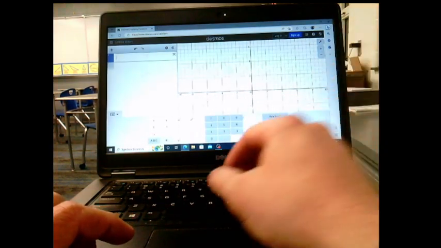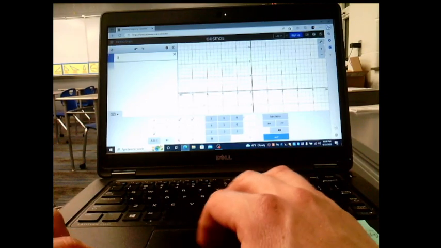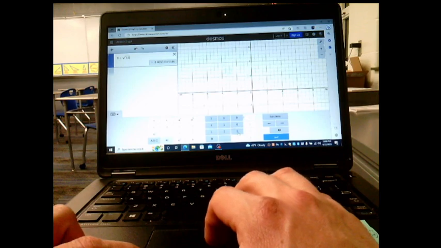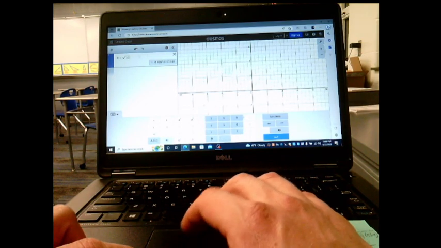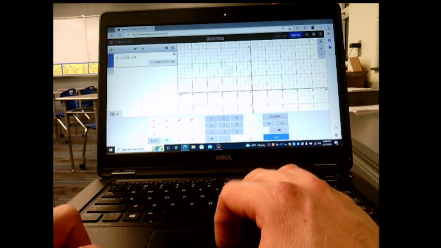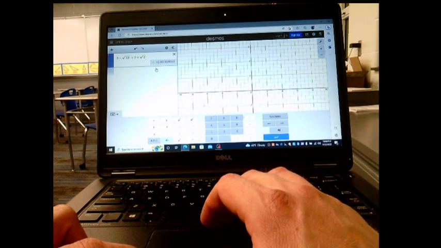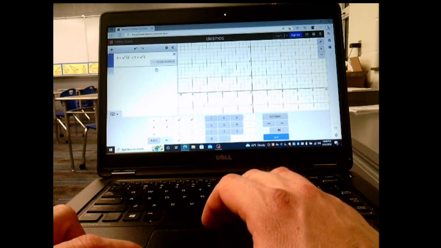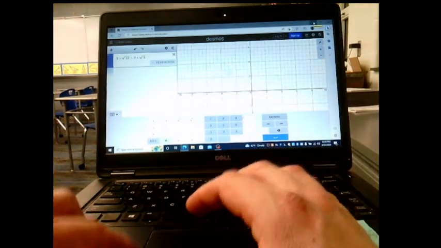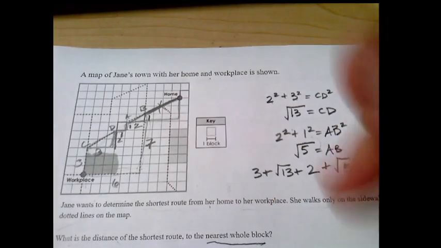Okay. And let's do this. 3 plus the square root of 13. Plus 2 plus the square root of 5. So that's 10.8. That's less than 13. So therefore, I know what I want to take here. I want to take this route. I want to take this route right here, the one that we thought, okay?